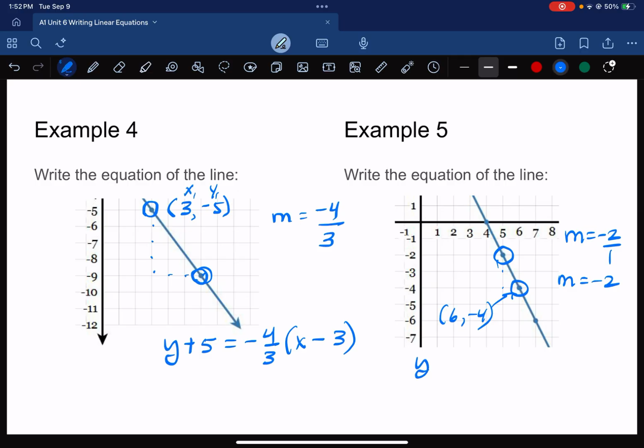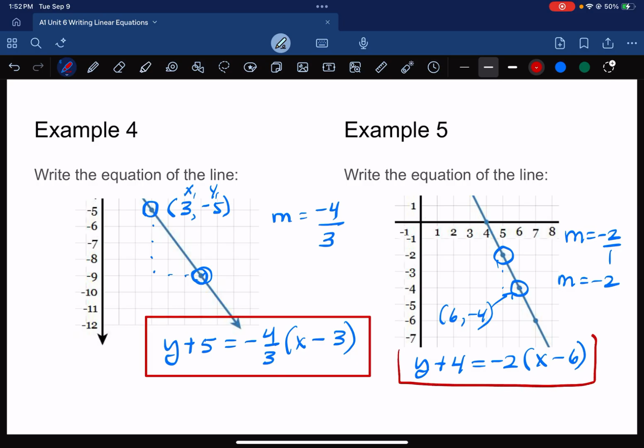So y minus, yet again, y is negative, so y plus 4, because a minus and a -4 make a plus. And then slope is -2. And then x minus 6. Okay, so those are 2 equations there for that one.